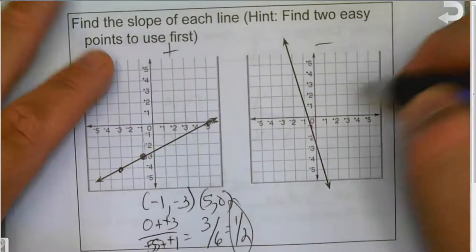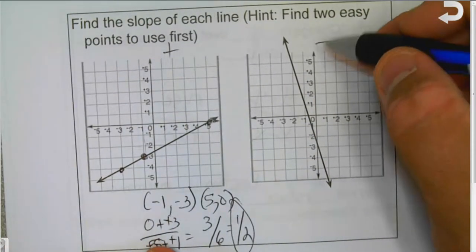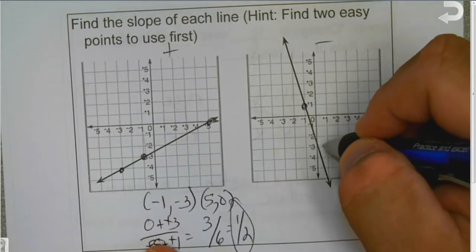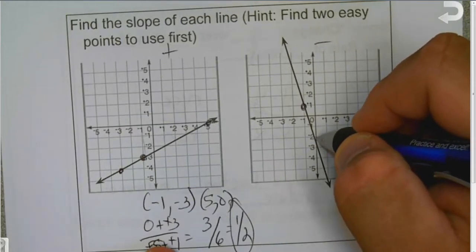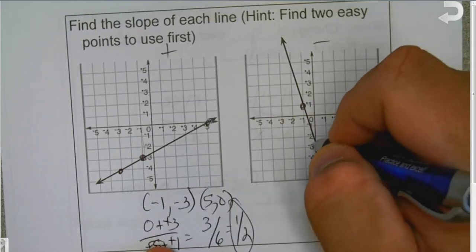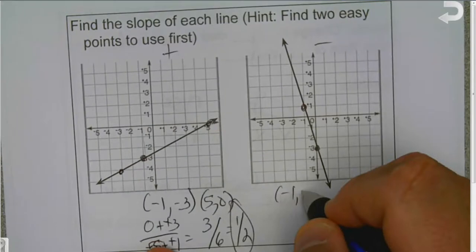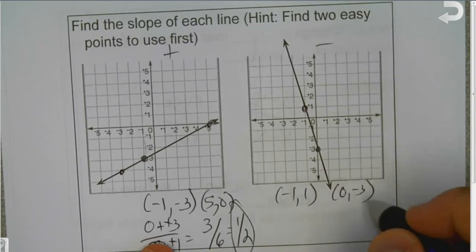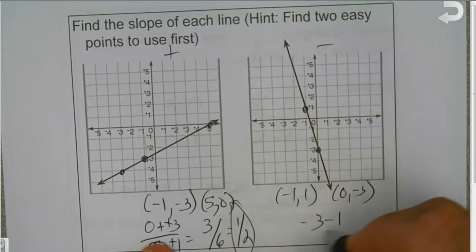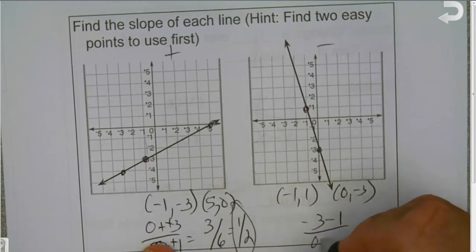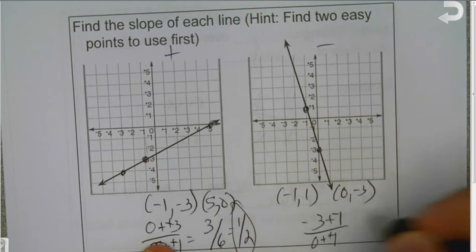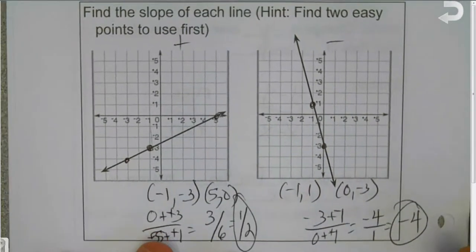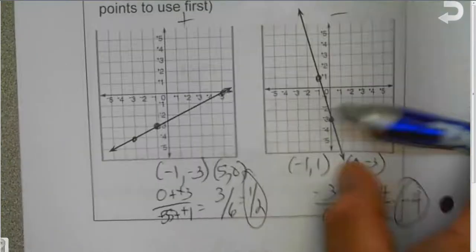For this problem, I get negative 1, 1, and then I get 0, 3. I get 1, 1, and then 0, negative 3. So I get negative 3 minus 1 over 0 minus negative 1. I get negative 4 over 1, which is equal to negative 4. So just a reminder on how to find slope of a line.